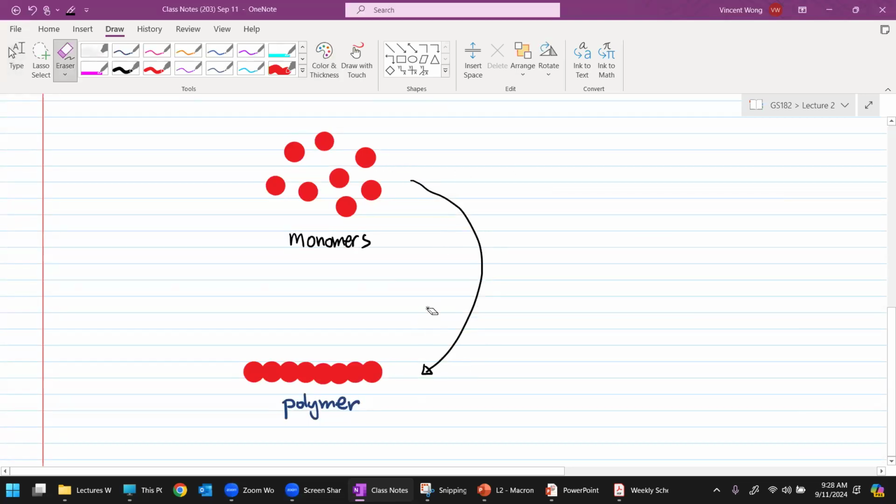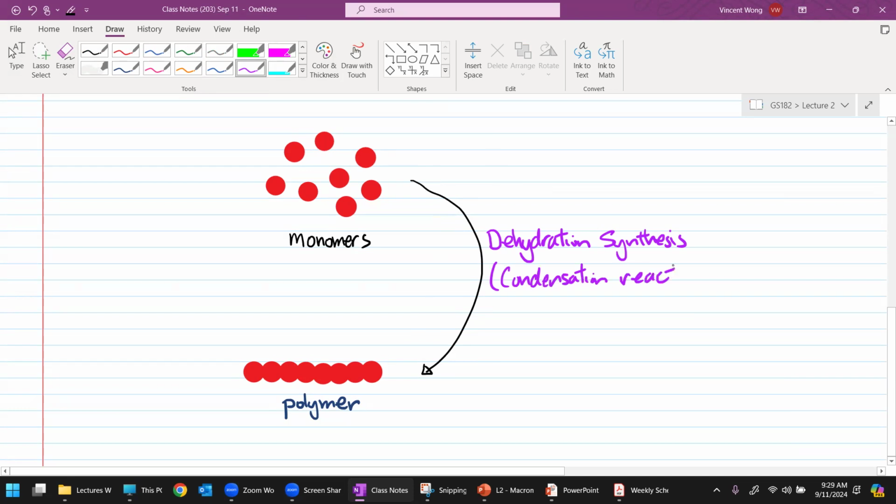In order to connect them, though, we have to do a chemical reaction. And the name of the chemical reaction is called dehydration synthesis. And another name is condensation reaction. You can use either one on the test. It doesn't really matter. I'm just showing you in case you see them online and then you're like, this is different from what I've learned. What's going on? And what does that actually mean?